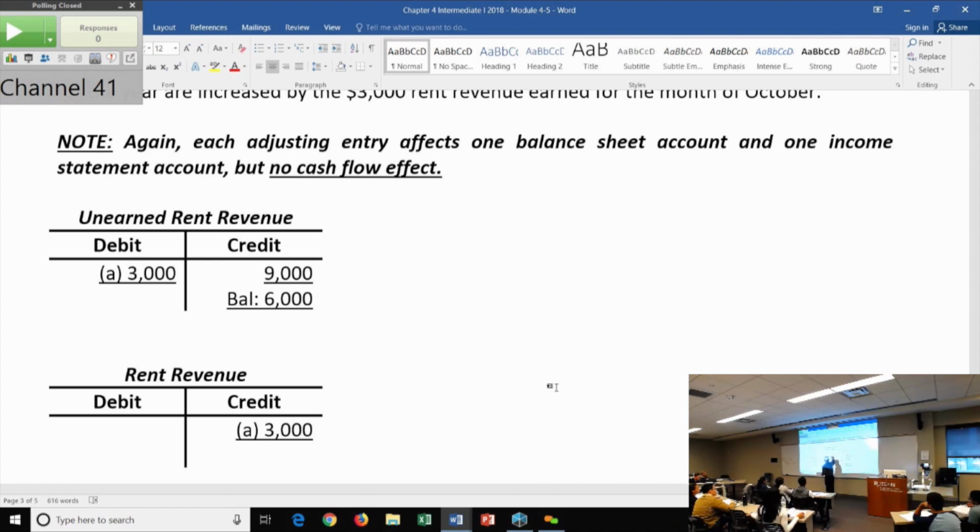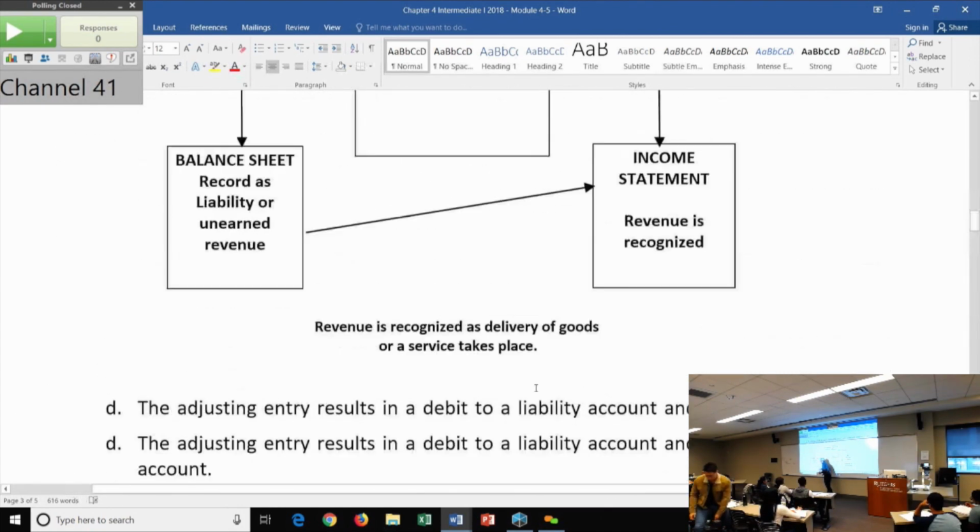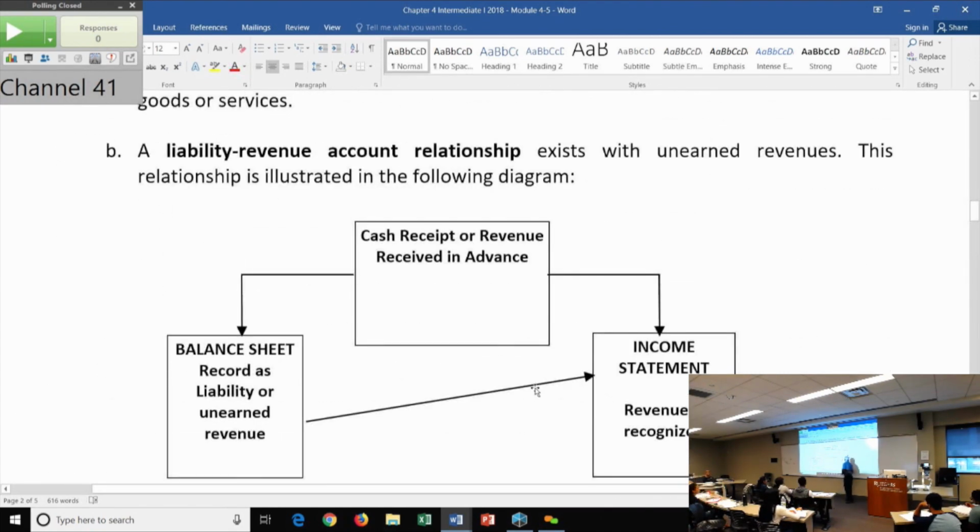So if you had a $9,000 cash collection, at some point when you check it, you started out at 9, you've got 6 now, so the other 3 is earned. So therefore, it always has to balance. The sum of the revenue recognized and the liability has to be 9,000. So you always will have the 9,000 as the balance in this case, or whatever the collection was. All right, so that's where we left off.